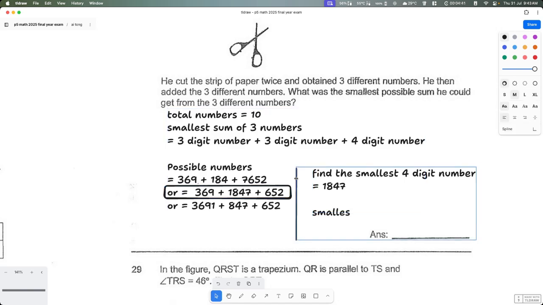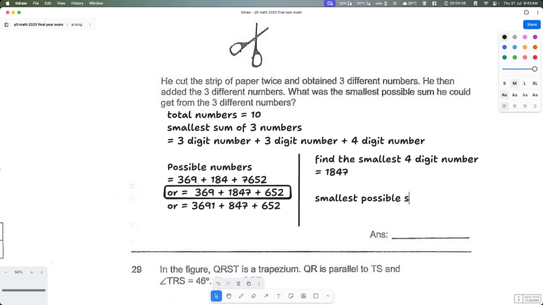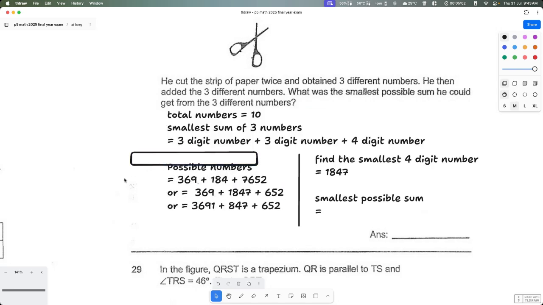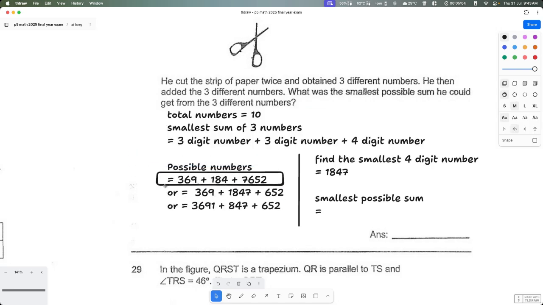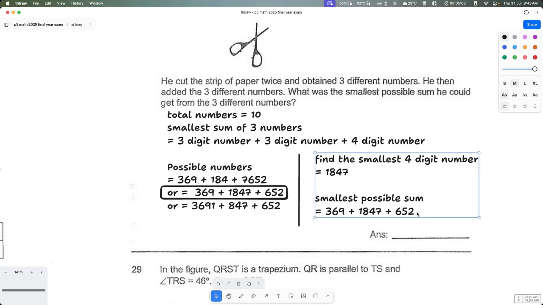So smallest possible sum, okay, is equal to 369. Let me put the rectangle. 369, 1847, and 652. Okay, so this one, right? Okay, so what will be the answer to this? So let's add them up.